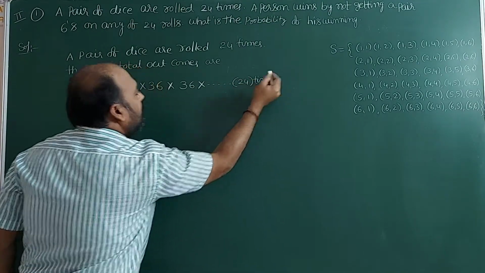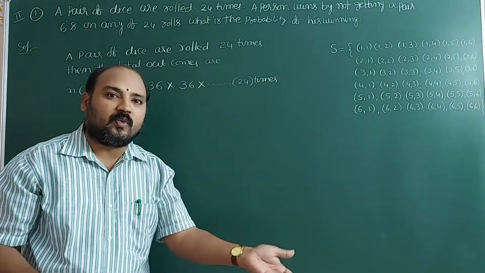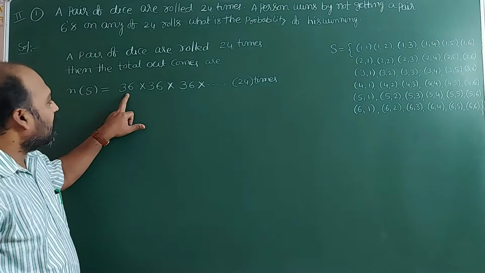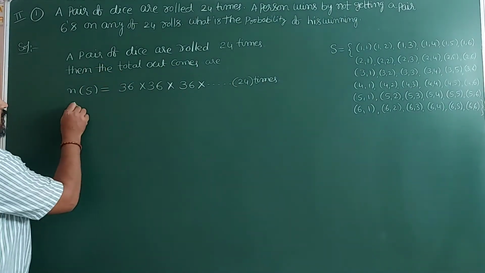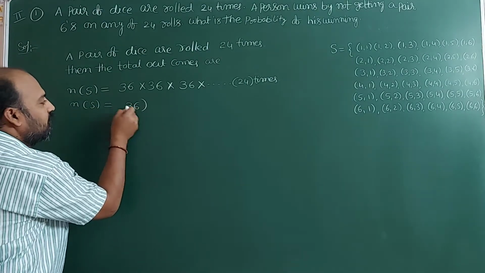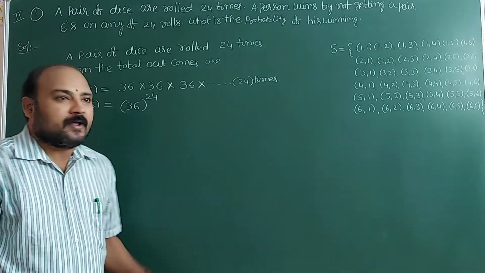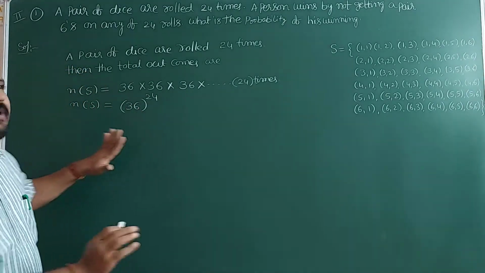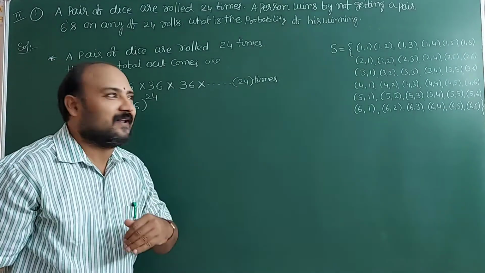Just like 3 into 3 into 3 into 3, 4 times means 3 power 4, similarly 36 into 36 into 36, 24 times. So n of S is equal to 36 whole power 24. I hope you people understand that. This is the total number of possibilities. That's the first one.